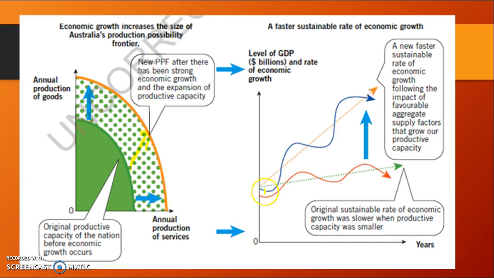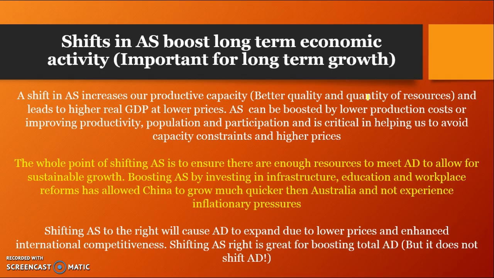Okay, it can also be referred to as increasing our productive capacity or our overall ability to supply. And if we're able to do that, so assuming that this blue line represents the business cycle, we're able to meet that increase in demand that's occurring with aggregate supply, and therefore we should be able to grow faster each year without causing inflationary pressures. So a shift in aggregate supply increases our productive capacity, and it's generally caused by better quality or quantity of resources, and it leads to higher GDP at lower prices. The whole point of shifting aggregate supply is to ensure there's enough resources to meet demand without inflationary pressures.